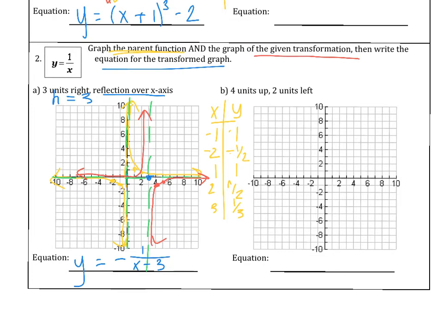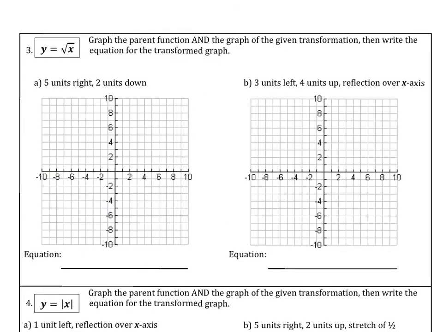All right, moving on to the last one, where we're looking at the square root function as our parent graph. So for the square root function, again, I'm going to start with a table to sketch my first step, which is my parent function. Then I'm going to use that graph to transform the function based on what it says, 5 units right, 2 units down. Lastly, I'll write the equation for the function.